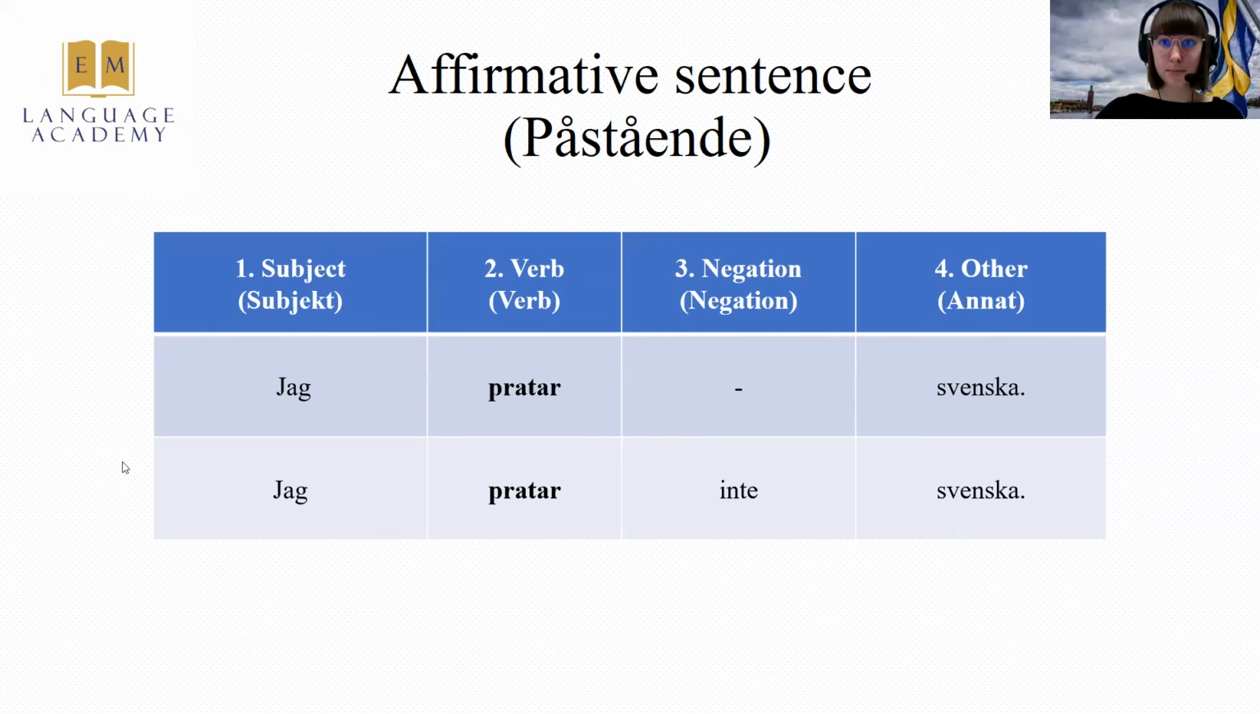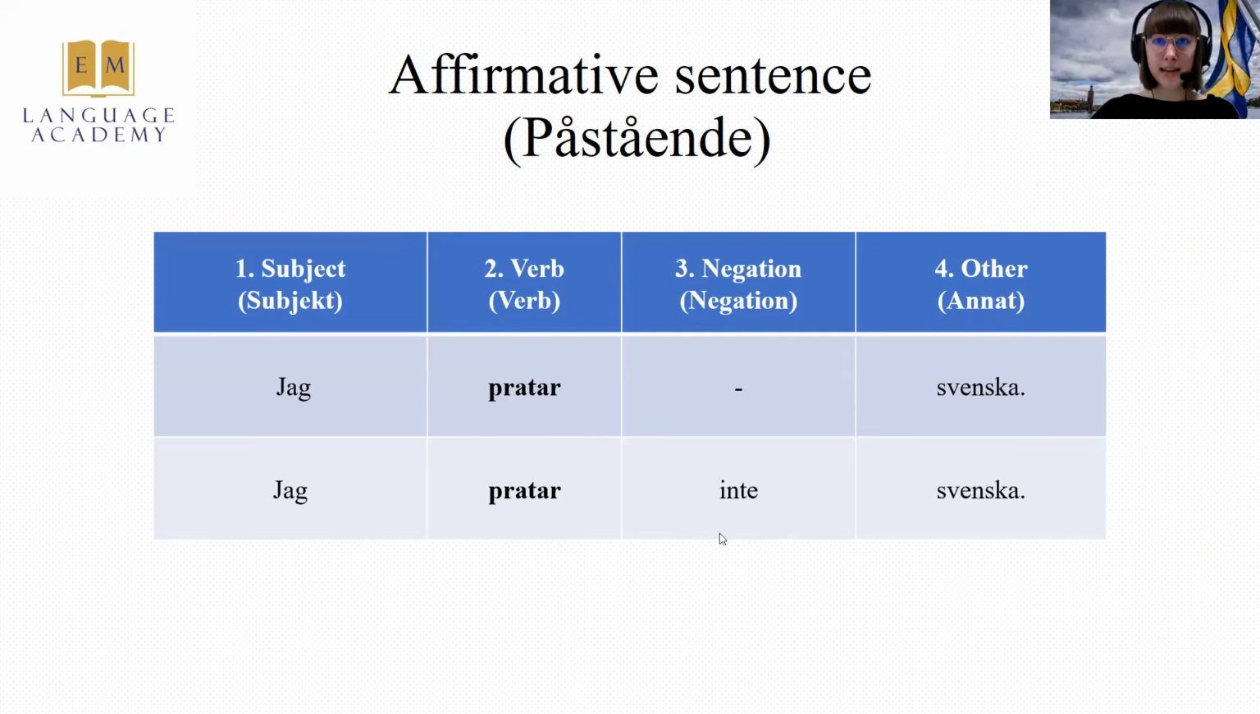And 2 very simple examples. A positive statement, an affirmative statement. Jag pratar svenska. I speak Swedish. Notice how we have another verb here, pratar. In the previous dialogue, we had the verb talar. So the verbs talar and pratar are synonyms, and they can and are used interchangeably, right? So I speak Swedish. If we want to make a negative statement, we use the negation word inte.